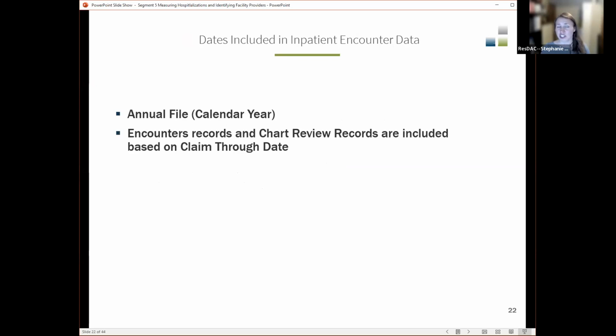The inclusion dates are just slightly different than the MedPAR. They're included based on their claim through date. I would say most of the time the discharge date is going to match the claim through date, but there might be exceptions. But it's again a calendar year annual file, but the claim through date is going to determine which calendar year it falls into.